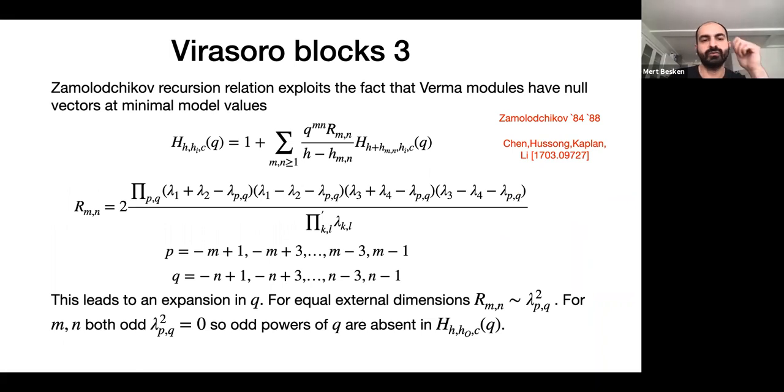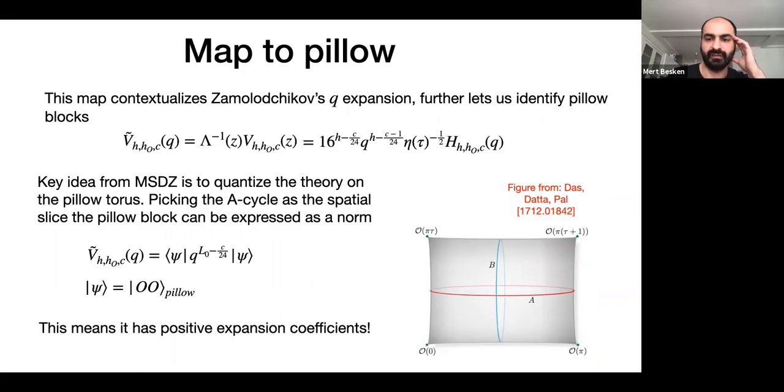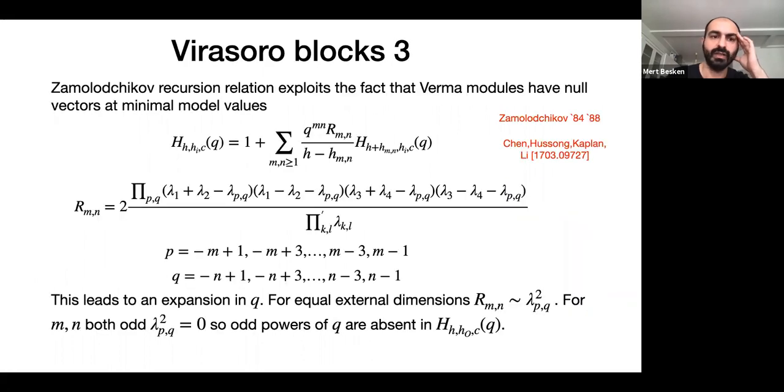Let me just also remind you what this recursion relation was that gave us this H expansion. So this homological recursion exploits the fact that the Verma modules have null vectors at minimal model values, and then these H functions will have poles at these minimal model values, and the residues can be expressed, because these null vectors are also primary vectors, as other blocks at shifted values of the dimension.